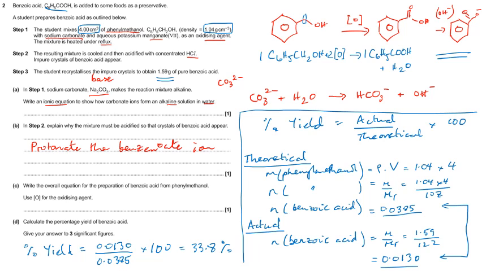You could calculate it with masses as well if you like. They both end up in the same answer because when you've got moles, the Mrs just cancel out. So there you have that. Let's move on to the next question.